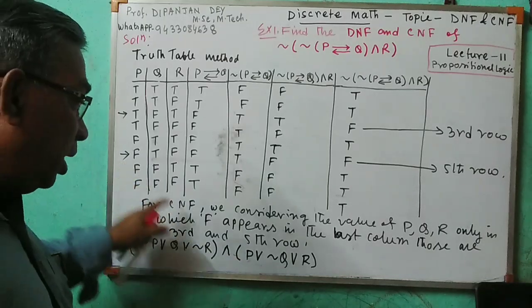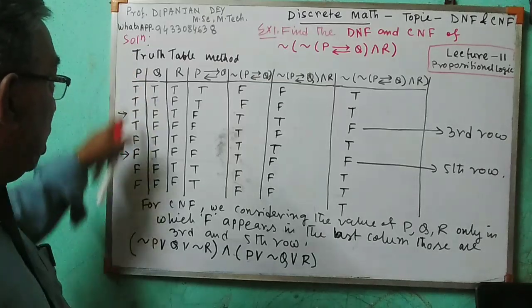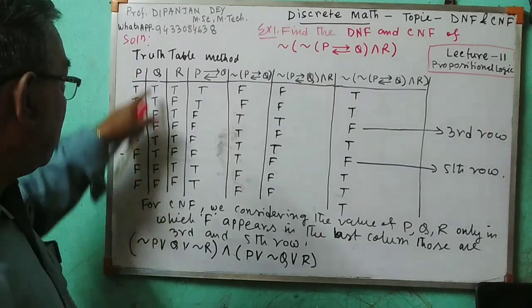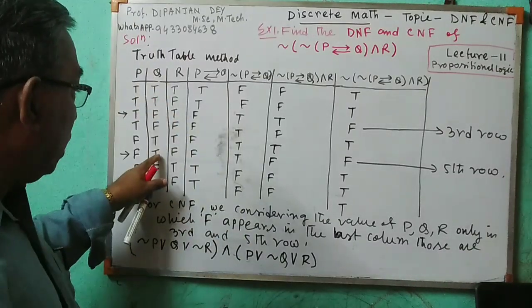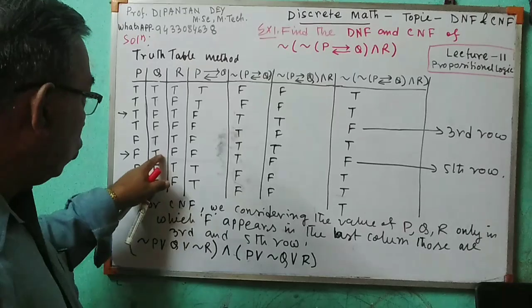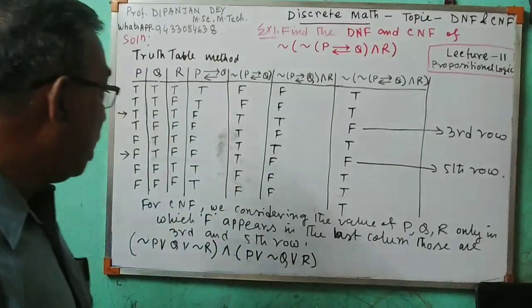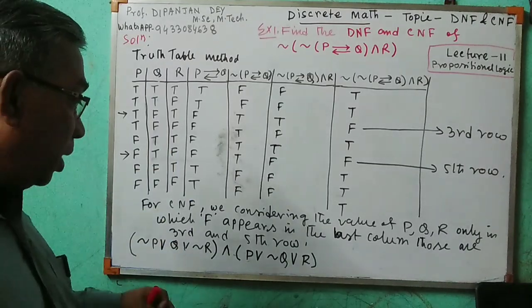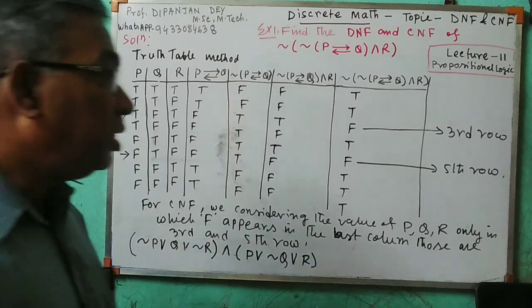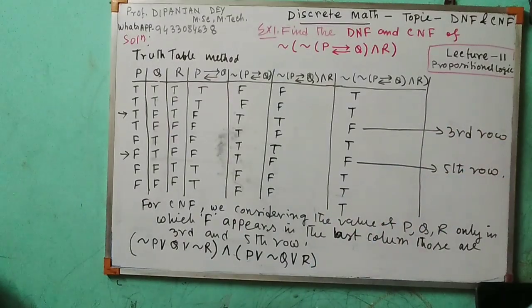When it is false, then we have to write P, because this is the line of P. When it is true, this is the line of Q, so it is negation Q, because we have to write negation for true. And for false, we have to write only R, not negation R. Okay, be careful with this part. So this is the required CNF, conjunctive normal form.